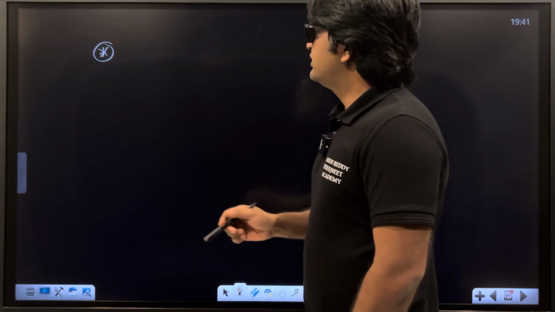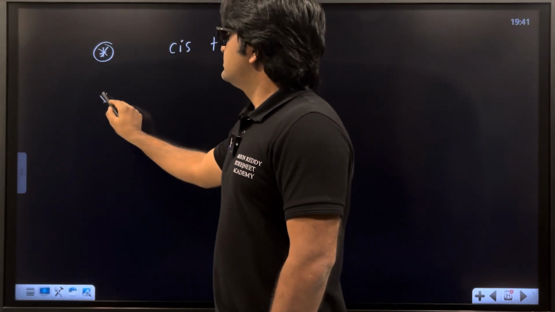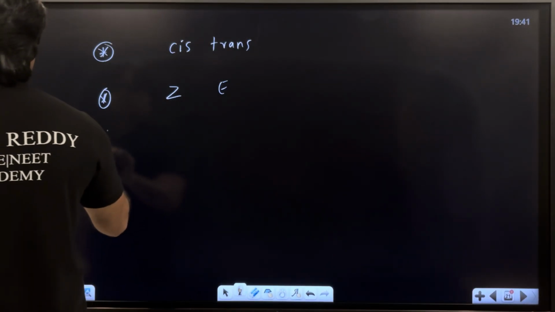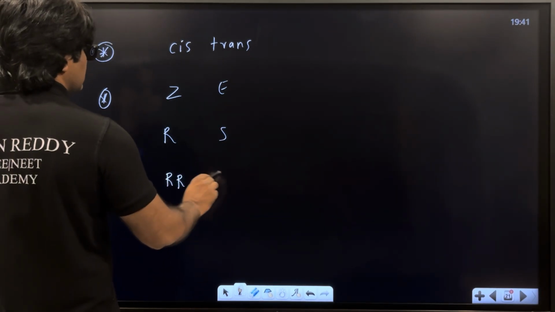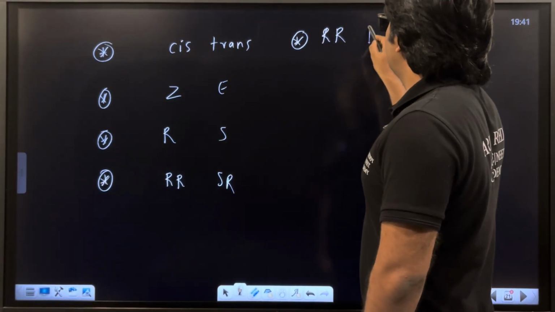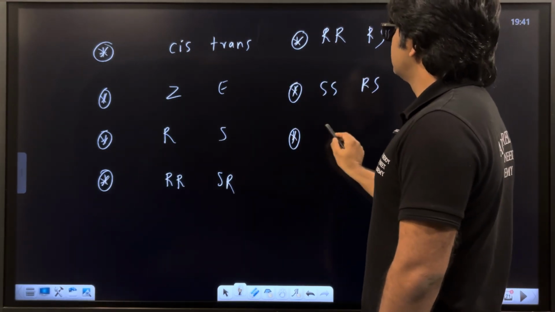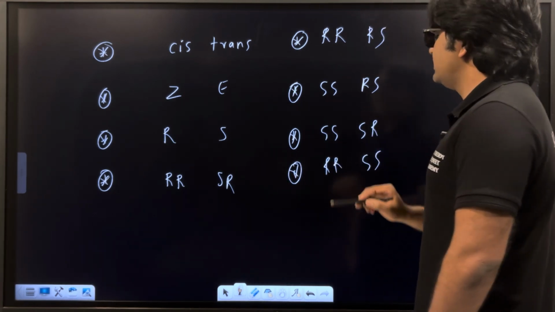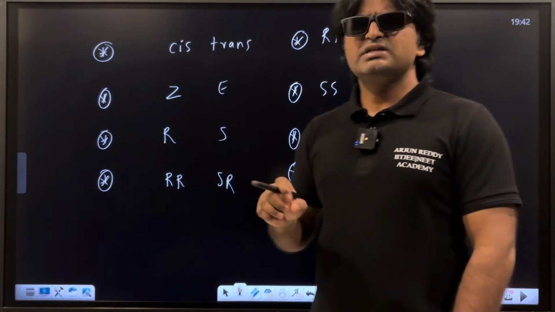For example, in some cases, there is a competition between cis and trans, and sometimes there is a competition between Z and E, okay, and sometimes between RS, RR and SR, RR and RS, SS and RS, SS and SR, and competition between RR and SS. So where do we observe this kind of situation? Now we will discuss it in the case of real molecules.